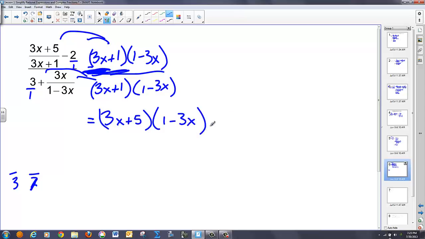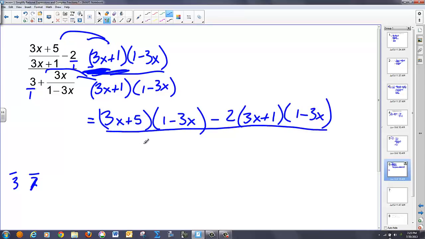In the second term, nothing goes away, so I'm left with 2 times 3x plus 1 multiplied by 1 minus 3x. In the denominator, nothing reduces in the first multiplication, so it's 3 times 3x plus 1 and 1 minus 3x. Added to, the 1 minus 3x goes, and I'm left with 3x times 3x plus 1.